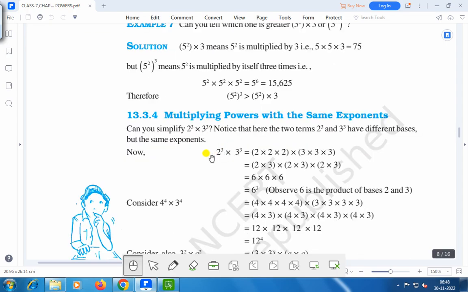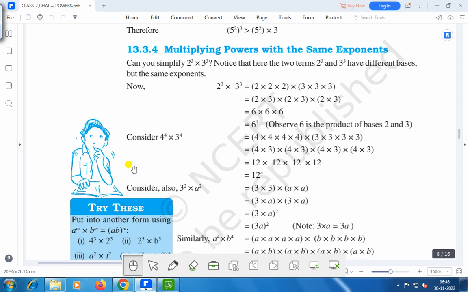Multiplying powers with the same exponents. Here you see 2 to the 3 into 3 to the power 3. That is 2 into 2 into 2 and 3 into 3 into 3. Or you can write it as 2 into 3, 2 into 3, 2 into 3. That is 6 into 6 into 6, that is 6 to the power 3. Observe that 6 is the product of base 2 and 3.